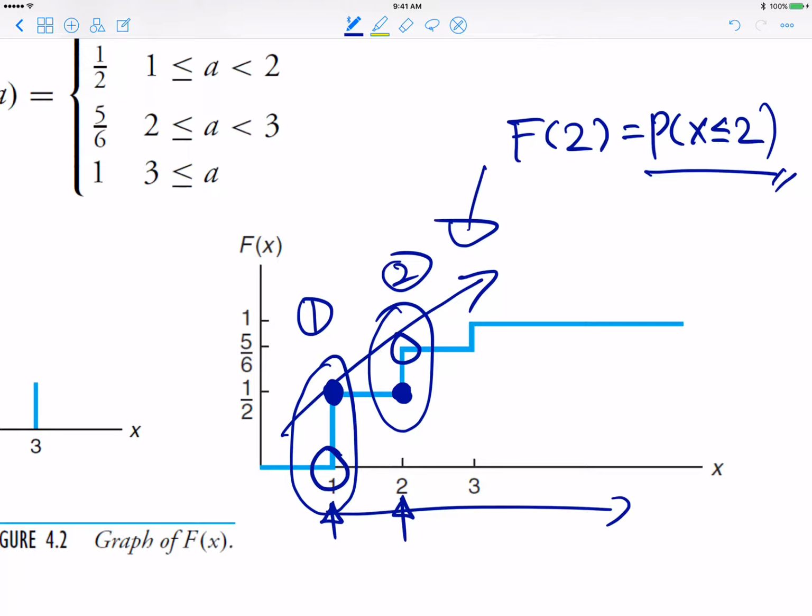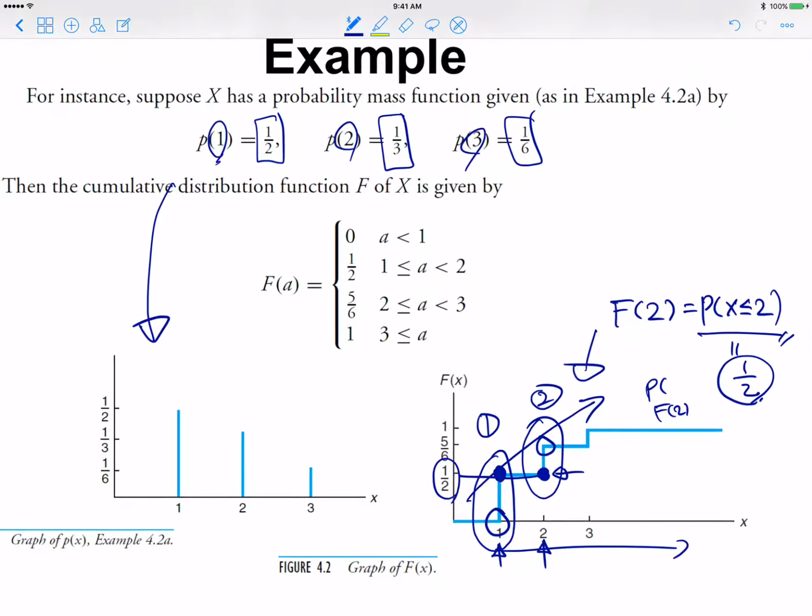1 and 2. Why do you think it's 2? I'm just curious. So in this case, it means f of 2, which is this, corresponds to 1 over 2, right?